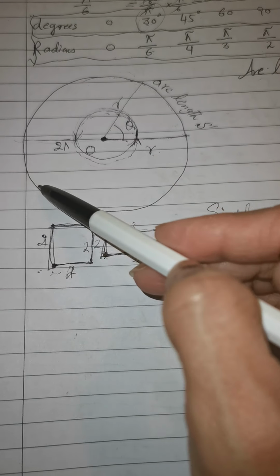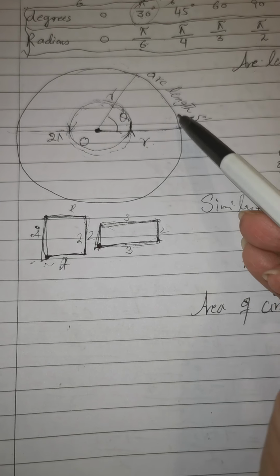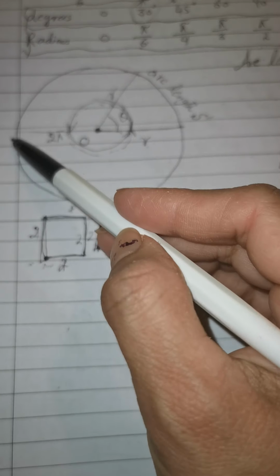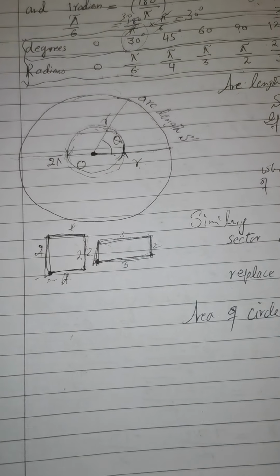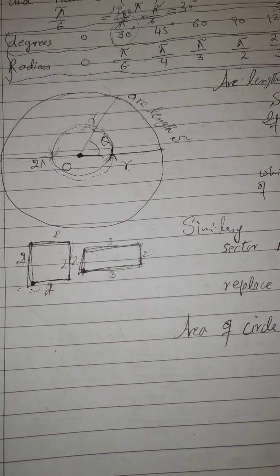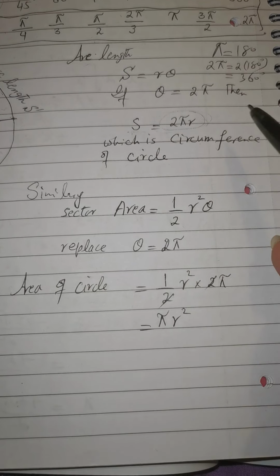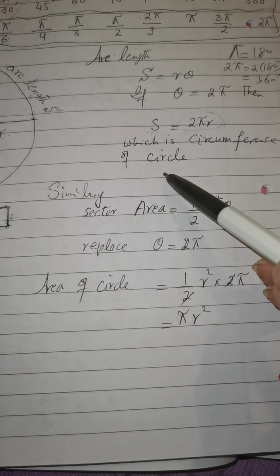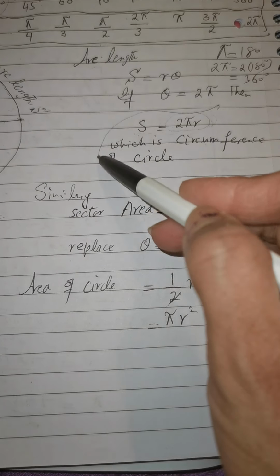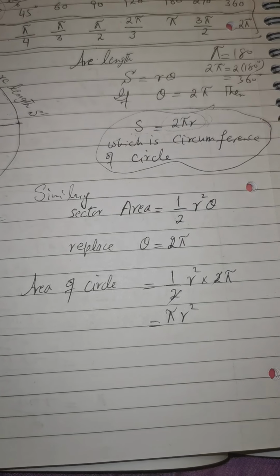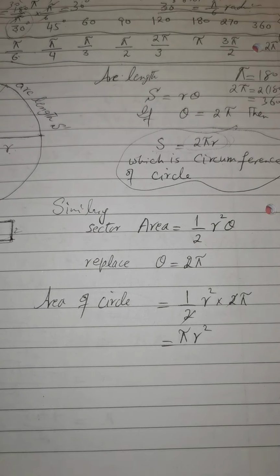In the case of a circle, when we start the journey from here and go all the way around the circle, in place of perimeter we give it a special name. This is called the circumference of a circle, right? So 2 pi r is the circumference of a circle. This formula we have to remember in the case of circles.